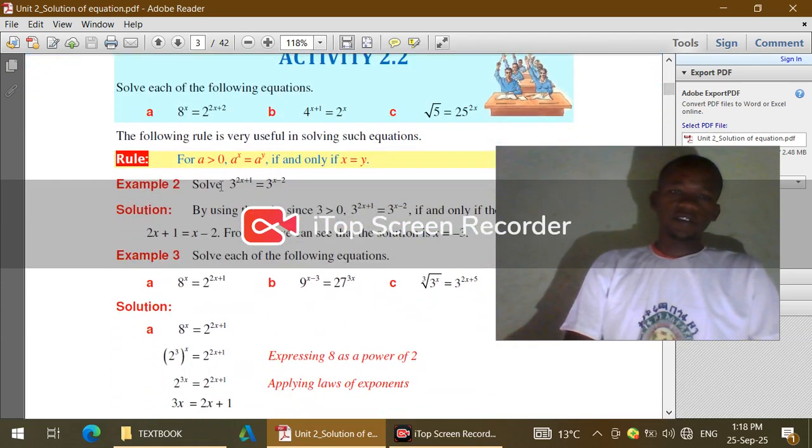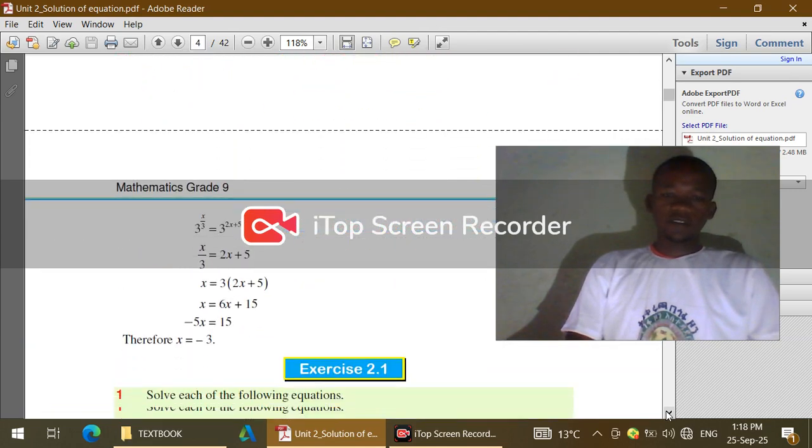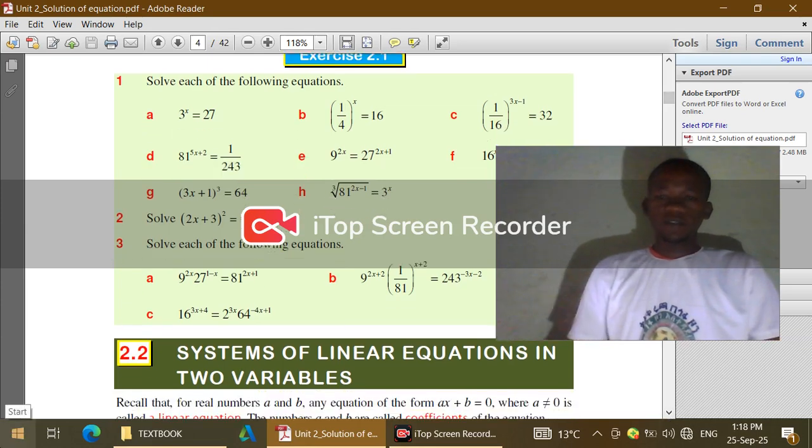Here an exponential function exists. Let's see example 2. Solve 3 to the power of 2x plus 1 is equal to 3 to the power of x minus 2. In an exponential equation, if the bases are equal, then the powers are equal. So make 2x plus 1 equal to x minus 2. It's a linear equation, and solving it, the value of x is equal to minus 3. If the base is equal, then you make the exponents equal. That is the easiest technique to solve exponential equations.